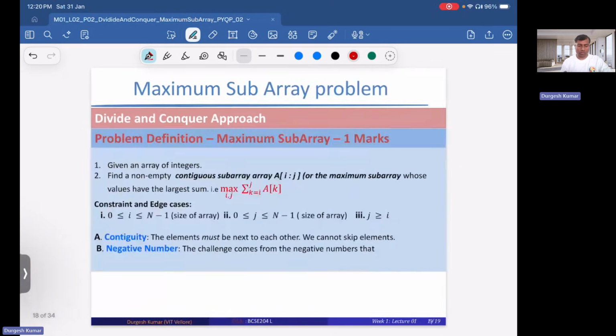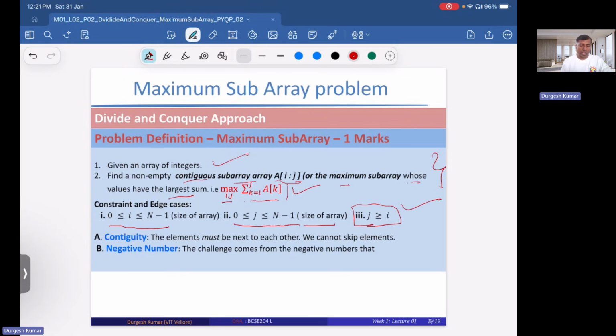Okay, so problem definition: how to define the problem. Given an array of integers, find a non-empty contiguous subarray A[i..j], the maximum subarray, whose values have the largest sum: the maximum over i to j of the sum of A[k] from k equal to i to j. This is how you formally define the problem. What are the constraints or the edge cases? The range of i and j ranges from 0 to n-1, where n is the size of the array. j is greater than or equal to i.